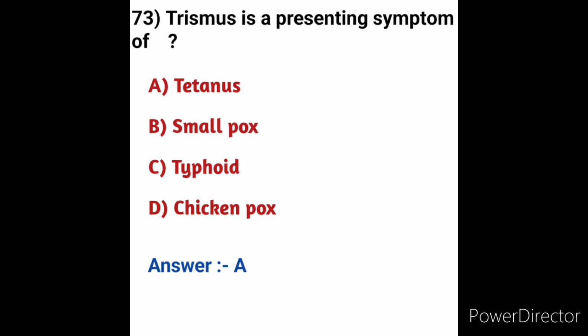And it can cause serious problems with eating, speaking, swallowing and maintaining proper oral hygiene. So here trismus is a presenting symptom of tetanus. Option A is the correct answer.